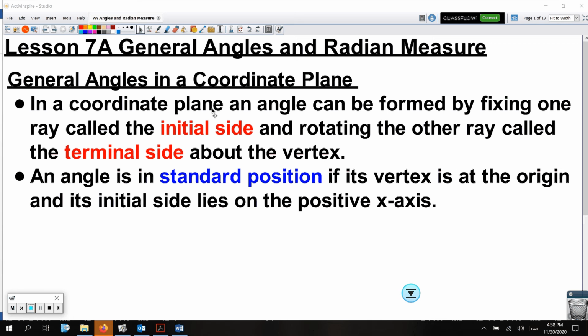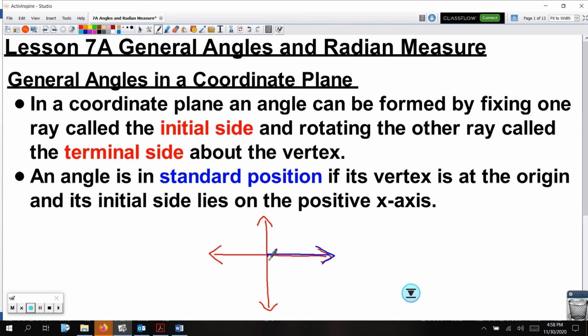So in the coordinate plane, an angle can be formed by fixing one ray called its initial side and rotating that ray called the terminal side about the vertex. So if you can think about this here, here's our coordinate plane, right? This is my y-axis, this is my x-axis. If it is in standard position, we are here along the positive x-axis, okay? That's what this says, an angle in standard position if its vertex is at the origin and its initial side lies on the positive y-axis. So right here, right at the origin, that's the vertex, I'm sorry.